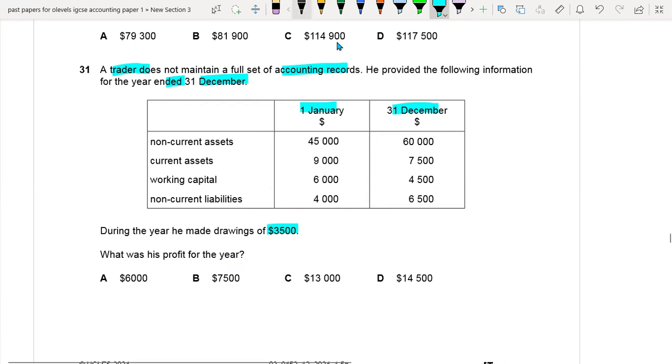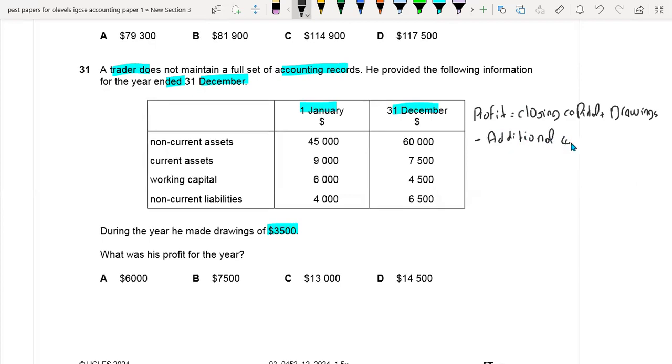As you can see, we can do the reverse working in order to find out the profit. So what is the reverse working? We can find out the profit by closing capital plus drawings, and minus additional capital, if in the question the additional capital is given, and minus opening capital.